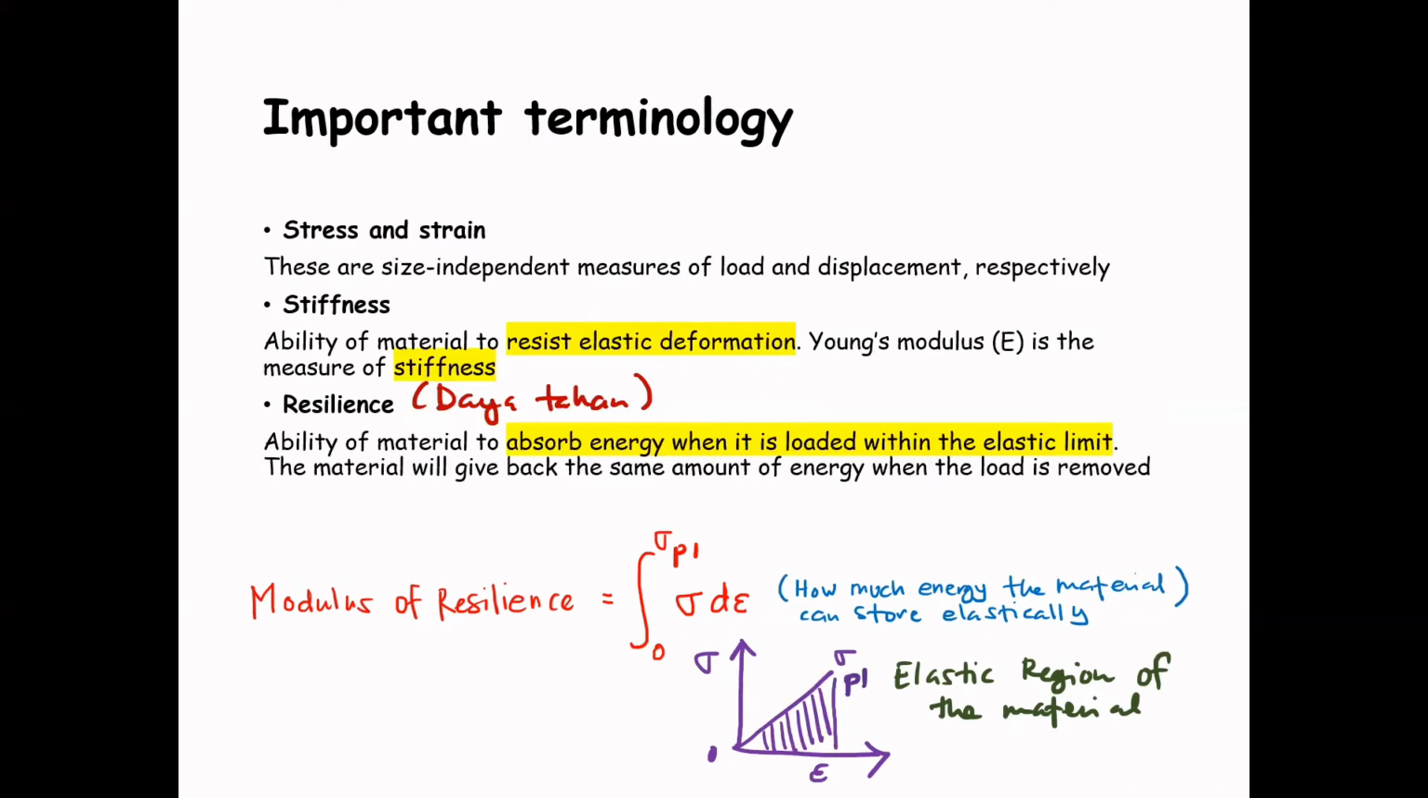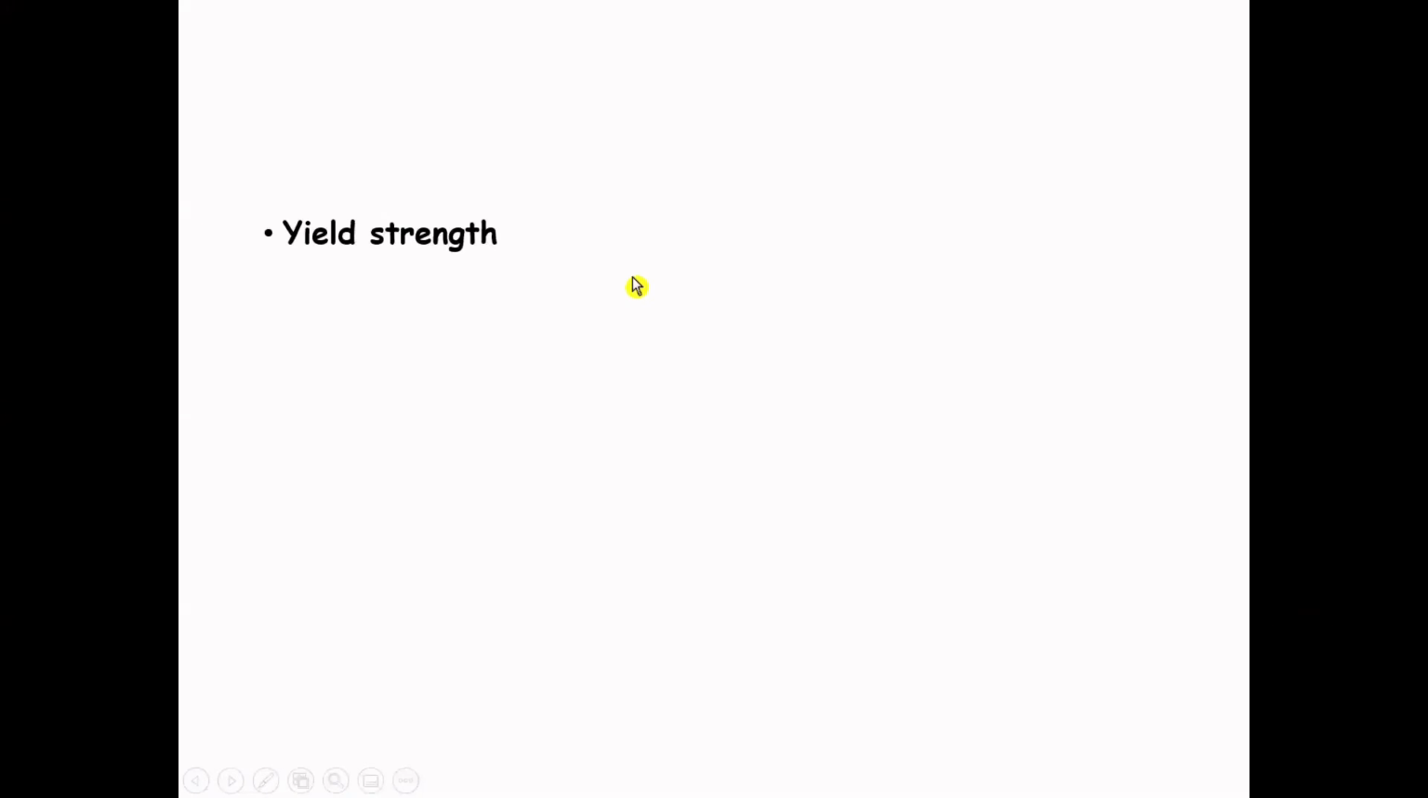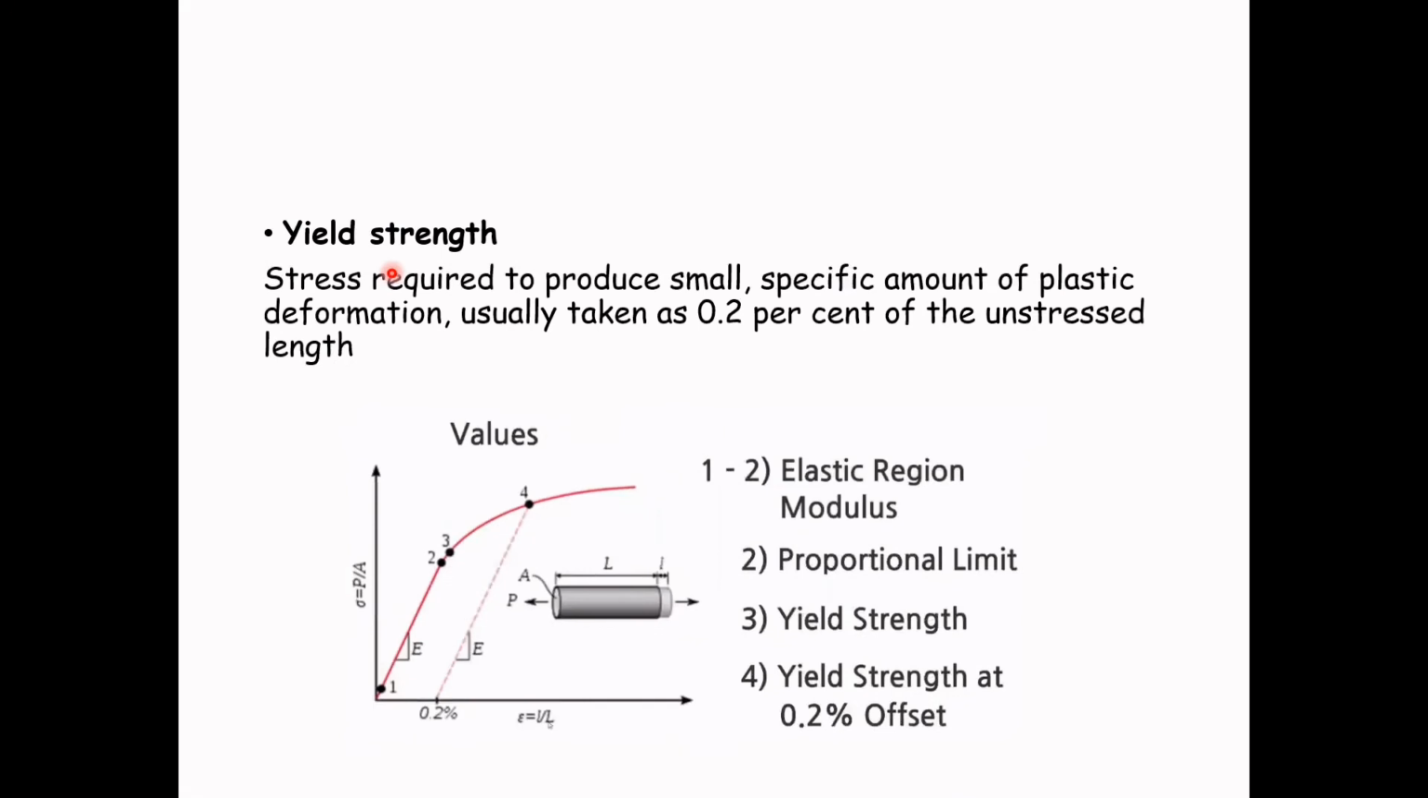So resilient materials are used in spring applications, and they have a high yield stress and low modulus of elasticity. And now we have yield strength, that can be defined as the stress that is required to produce a specific amount of plastic deformation, usually taken as 0.2% of the unstressed length.